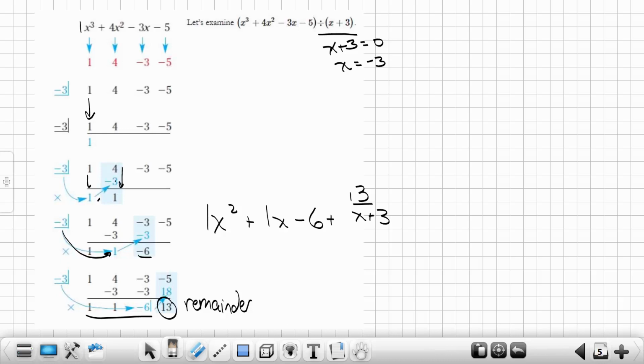Yes? So you just drop a power, like how you got the 1x squared. Because it started at x cubed, you go down 1. Correct. Because think about what we're doing, Lucas. We're dividing x cubed by x. That gives us an x squared.